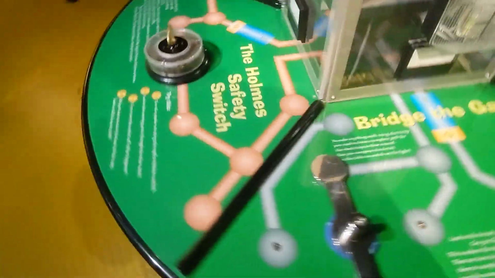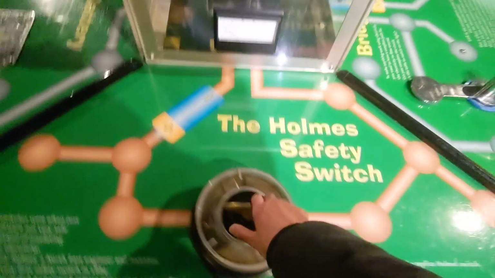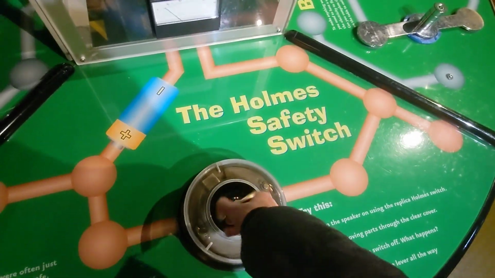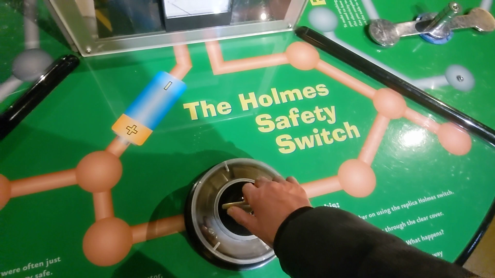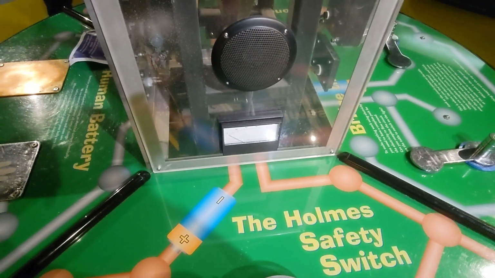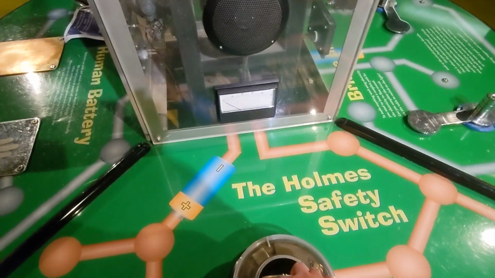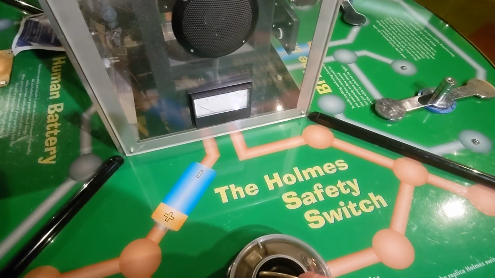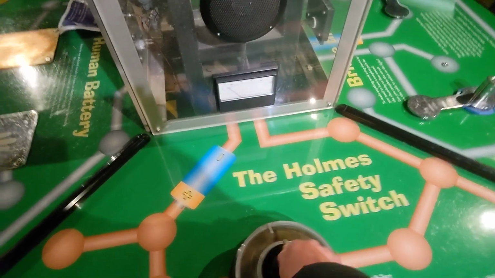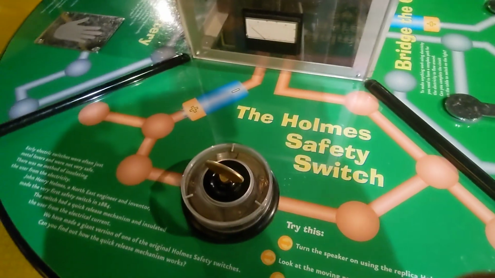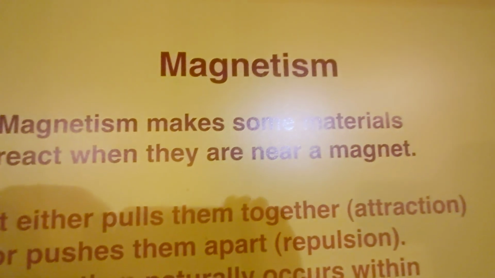This is how it works. Congratulations, you've now made a circuit using a John Henry Holmes switch. This was invented in 1884.